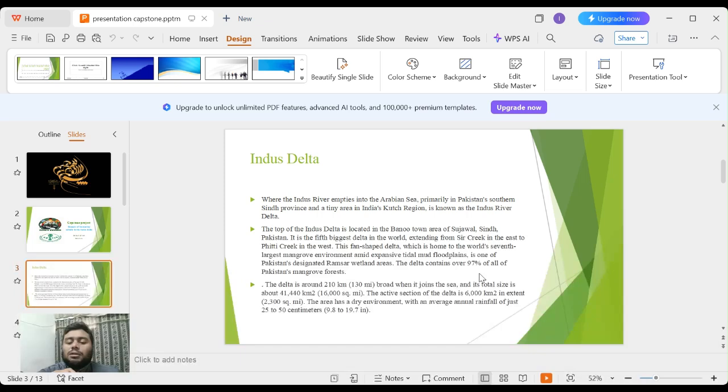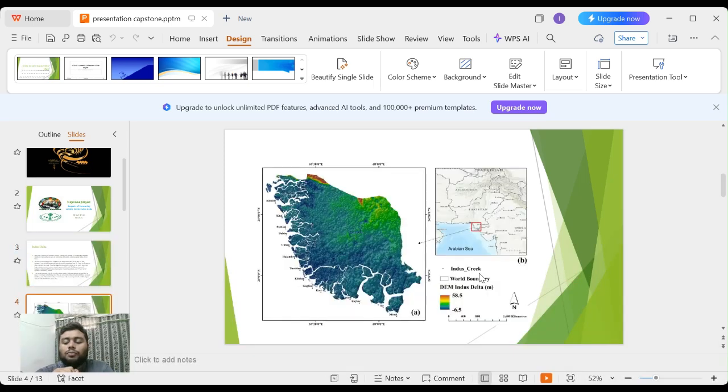The active section of the delta is only 6,000 square kilometers in extent because of the increasing salinity in all the area. As we know, where the Indus River enters into the Arabian Sea is the Indus Delta, and it is irrigated by the Indus River. It is primarily in Pakistan's southern Sindh province, and the area in India is bordering the coastal region of the creek. So what was the objective?